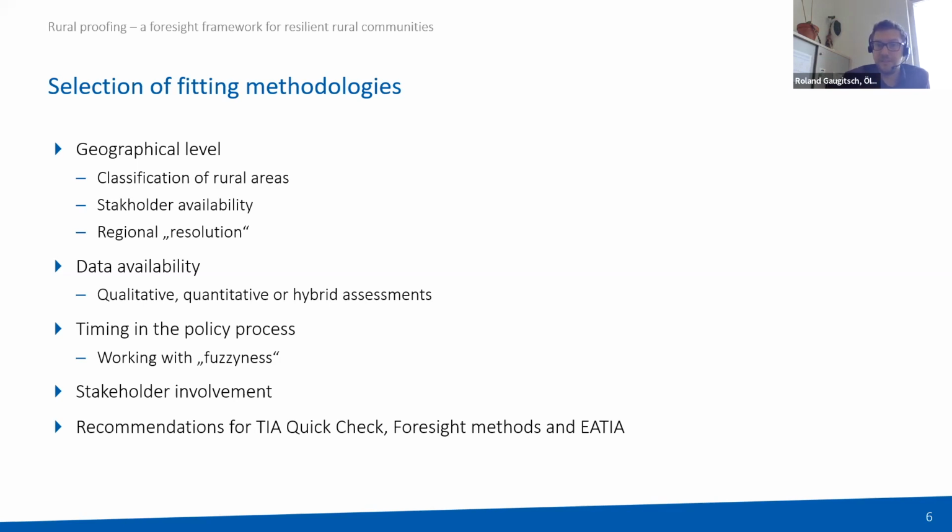The data availability also influences the choice of method. If I'm working on NUTS 3 level and I have data there, it's very different than if I work in a qualitative manner and can work on very small regions. And the timing in the policy process decides quite a lot the methodology, because some of them are able to work with a lot of fuzziness in the policy. Some of them are not and need very concrete information. And based on that, we developed the recommendations for the TIA Quick Check, for Foresight methods, and for EA-TIA, which have been applied on the European level and also on sub-European level with success.